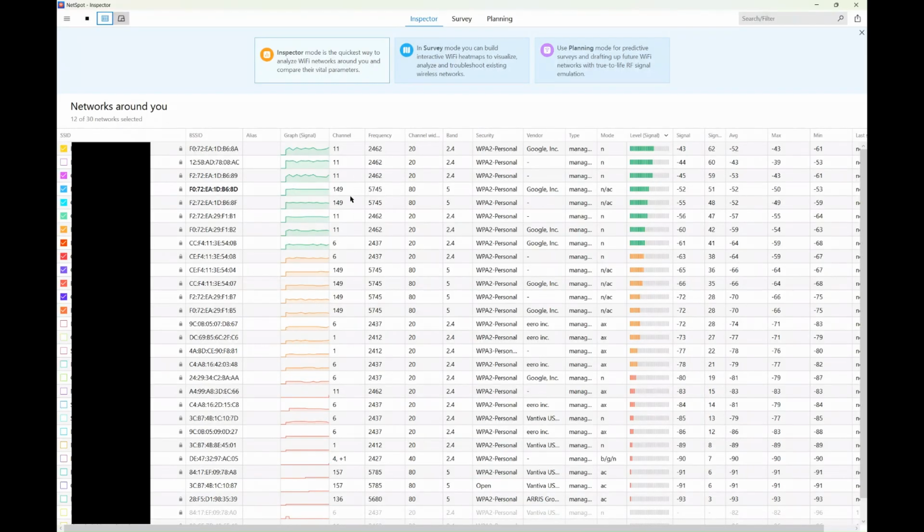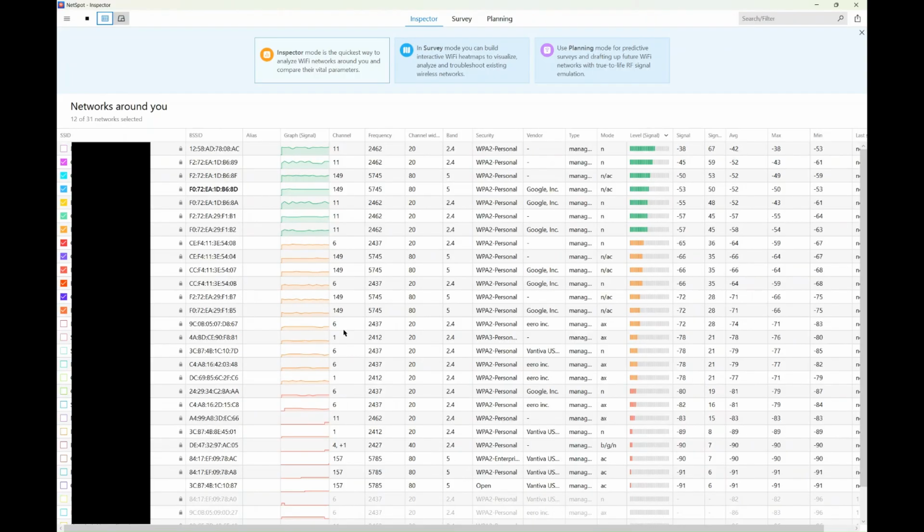You'll notice here that we have several on 11, 149, and 6. If you change the channel so that it's not the same as others in your vicinity, then you won't have conflict of Wi-Fi signal. So all of this can be very useful to an organization to help manage their Wi-Fi connectivity and ensure that everyone has connectivity without conflicts among the access points.